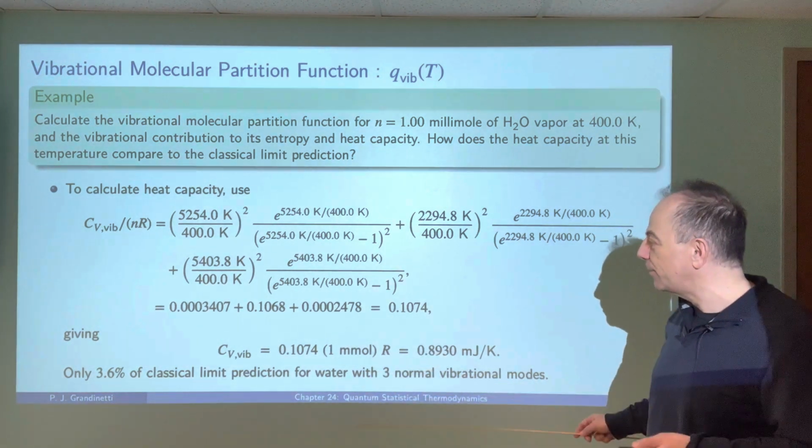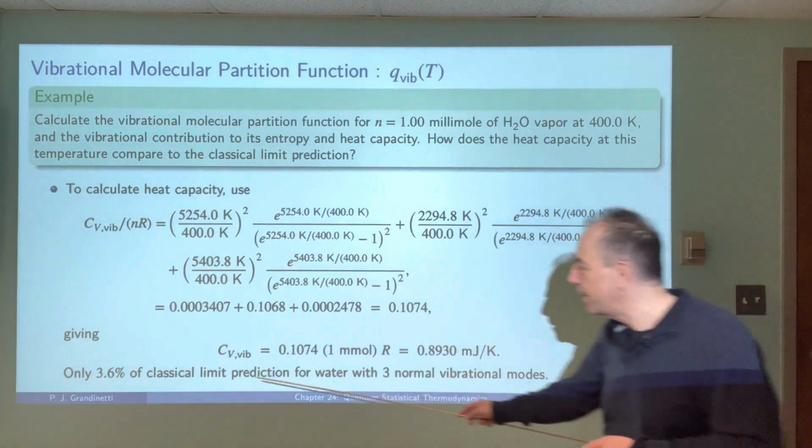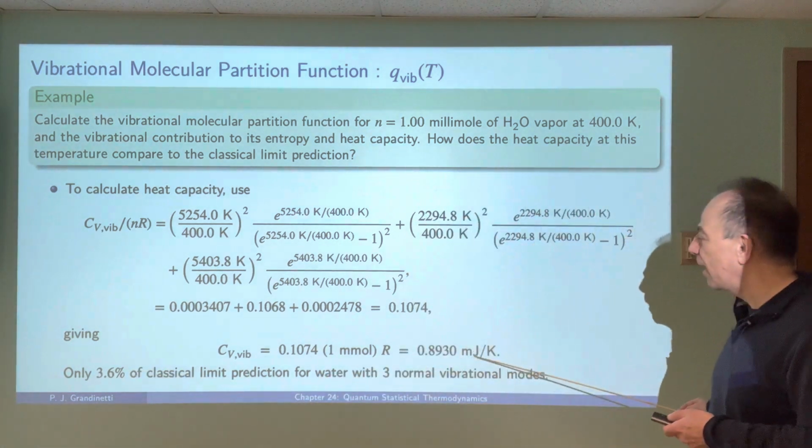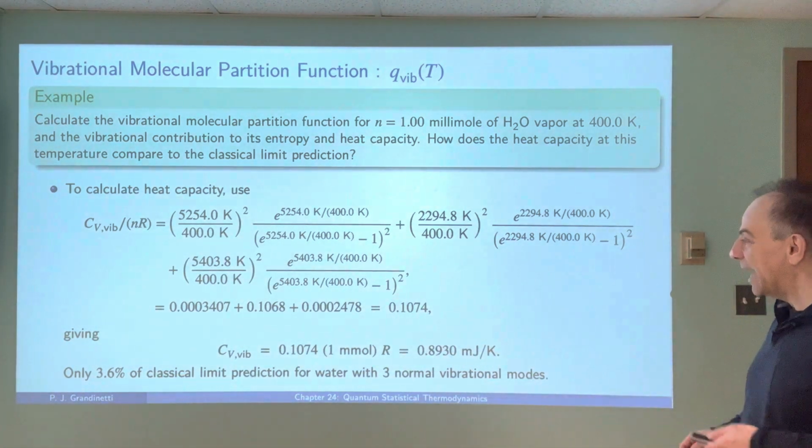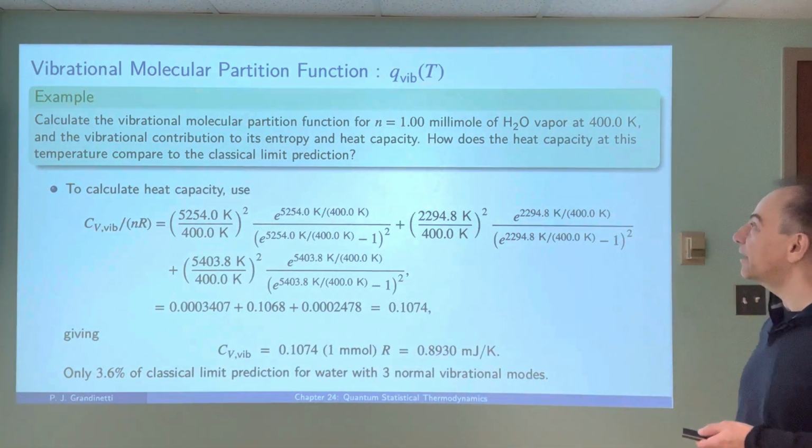And remember, the prediction for the classical limit was this should be on the order of 3R times the number of moles, which is 1 millimole. So that's only about 3.6% of what you would have gotten if you had had all of those vibrational modes active and contributing to the heat capacity.